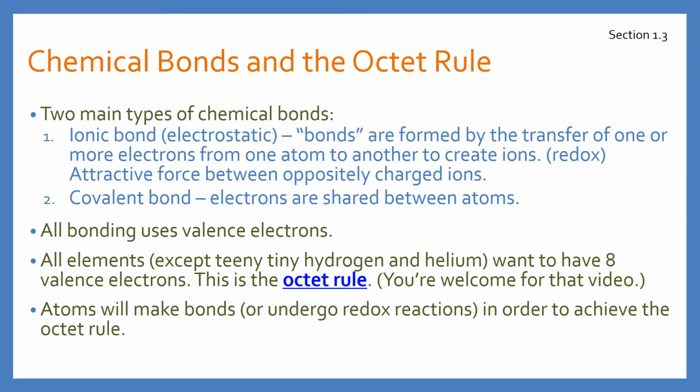Atoms will make bonds or undergo redox reactions in order to achieve the octet rule. So all elements want to have those 8 electrons, except for our exceptions.